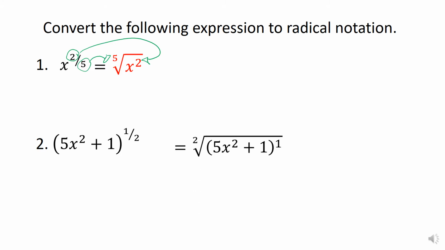When we consider number 2, we have 5x squared plus 1 to the 1/2 power. So this is written as the square root of 5x squared plus 1 to the 1st. But we see that the 2 and the 1 are really unnecessary because the square root symbol naturally implies that you have a 2 there, and the 1 as an exponent is unnecessary.